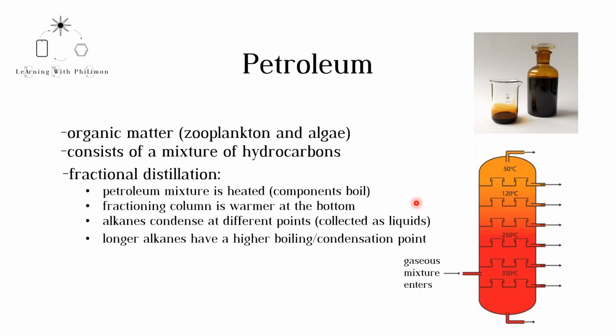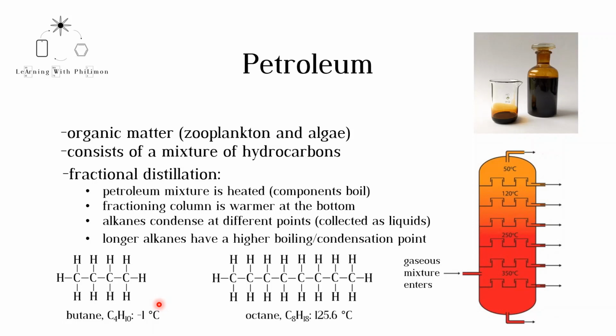Longer alkanes have higher boiling and condensation points than shorter alkanes. For example, butane, C4H10, which consists of a 4-carbon atom chain, has a boiling point of -1 degree Celsius. Octane, C8H18, which consists of an 8-carbon atom chain, has a boiling point of approximately 125.6 degrees Celsius. For an explanation on why the boiling point increases with the size of the molecule, watch the IB video Intermolecular Forces.